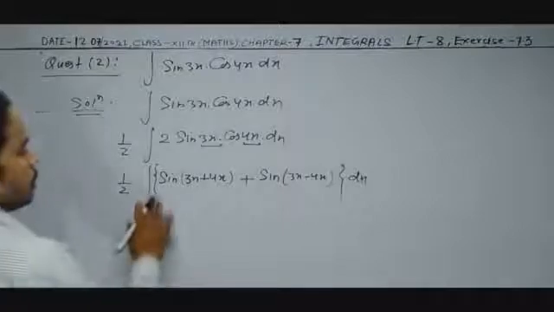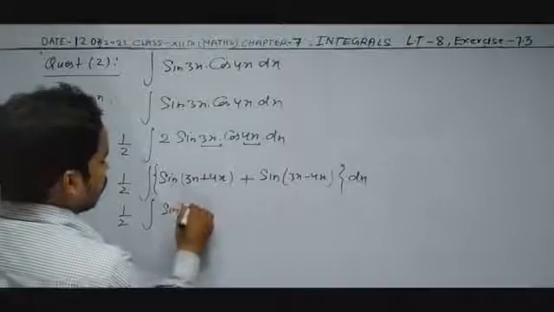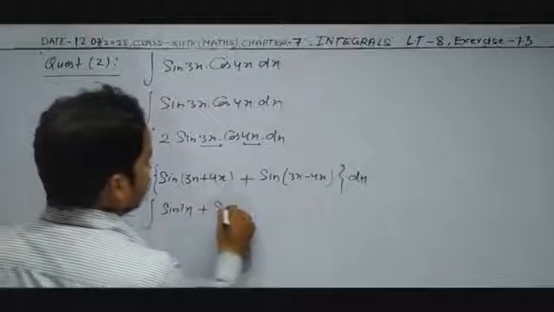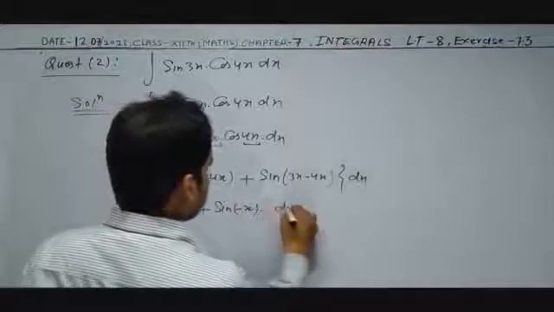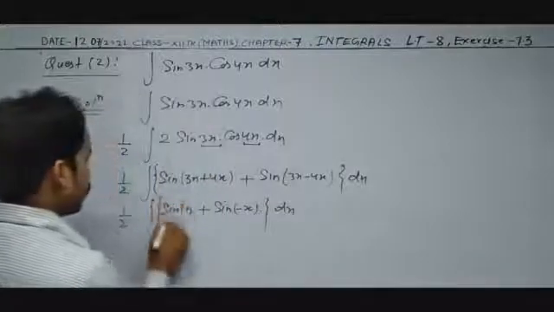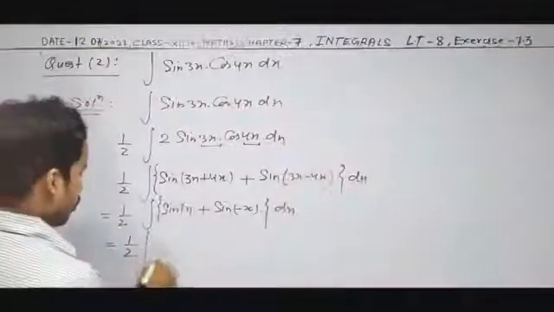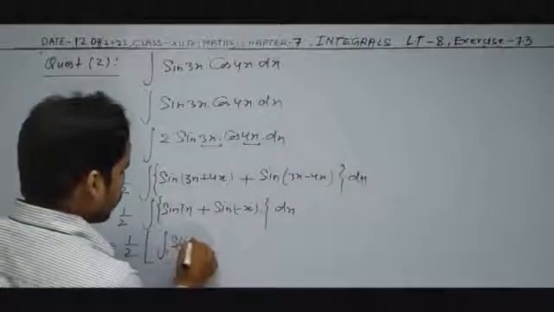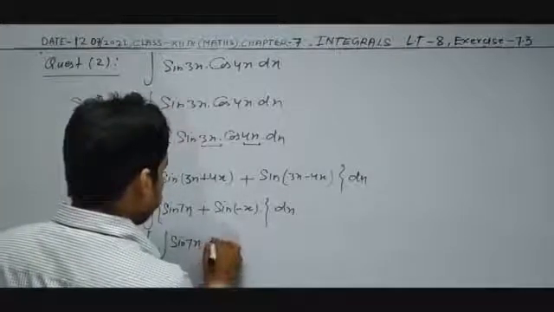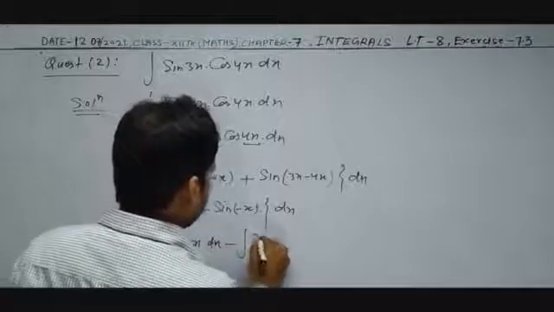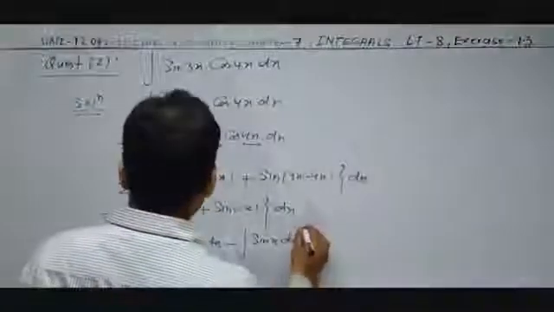So this is the formula, and when you simplify you will get 1 by 2 integration of sine of 7x dx plus integration of sine of minus x dx. So 1 by 2 in square bracket, integration of sine 7x dx minus integration of sine x dx, because sine of minus theta is equal to minus sine theta.